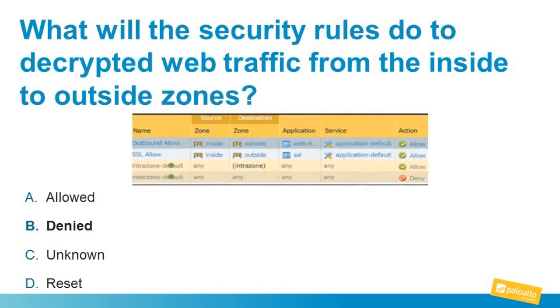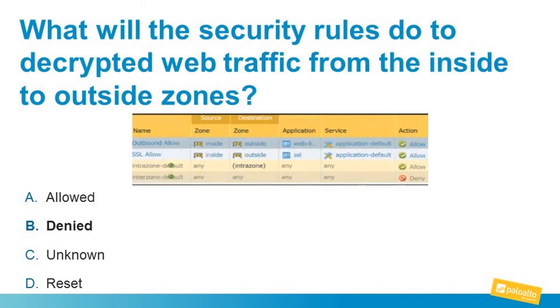The problem is, in this question, it's asking us, what if that traffic is being decrypted? All right, so that rule there, the second rule, will allow the initial handshake, but after decryption, what does the firewall see? Oh, it sees that it's web browsing. Okay, well, our first rule here says application is web browsing, service application default, allow. Oh, so that's the answer, right? Oh, we have another problem.